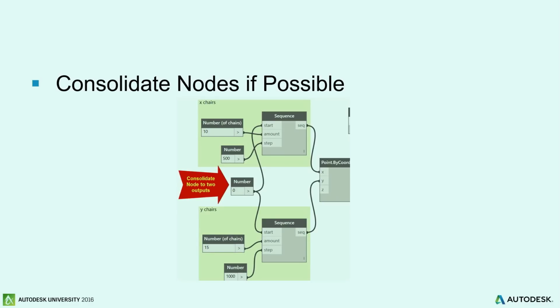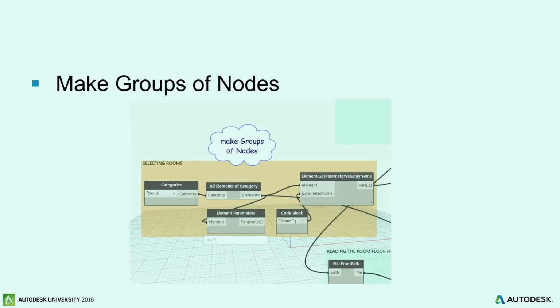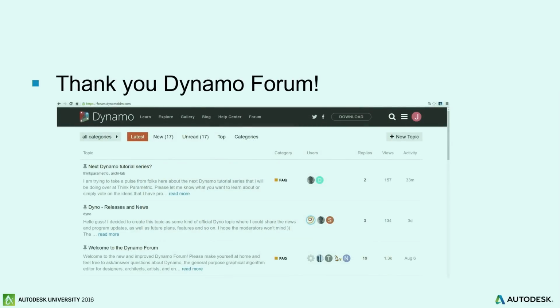Consolidate nodes if possible. I didn't do that where that 0 is. If you have a bunch of things that are reading one piece of information, you just do it once and then wire it to two things. Save some time. And then we talked about groups as well, so group your common elements. Big thank you to the Dynamo forum. There are some real geniuses, but really helpful, nice people on there who will help you through it.